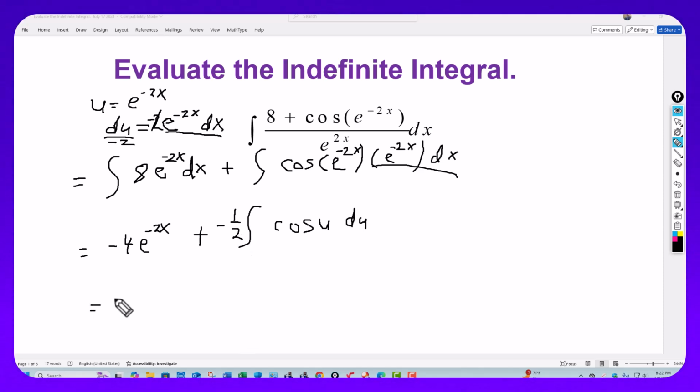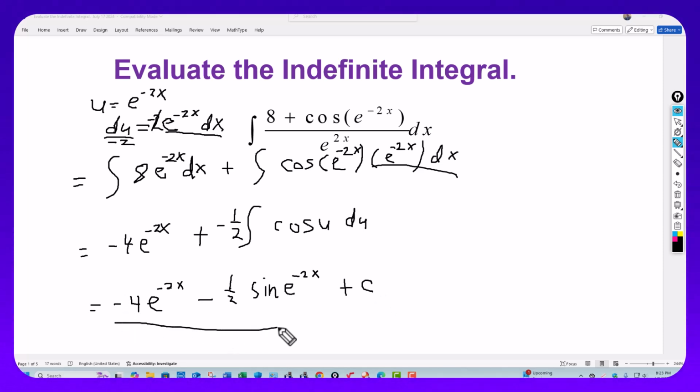Now we can finish this off. This is still the same, negative 4 e to the negative 2x. I got the minus here, plus minus, let's put the minus here. The 1/2 out in front. And then the integral of cosine is sine. That's sine of u. But we always go back to the original variable, so I'll just go ahead and put it in there, e to the negative 2x. And then we have plus the constant of integration.